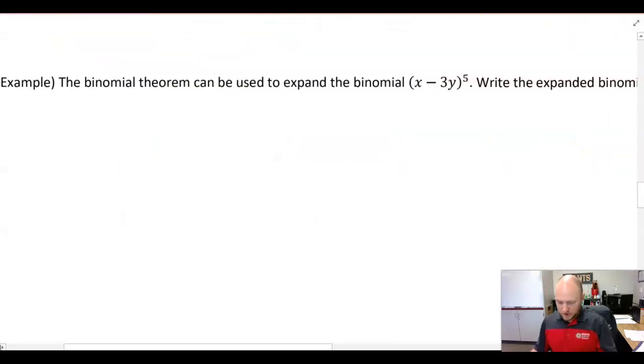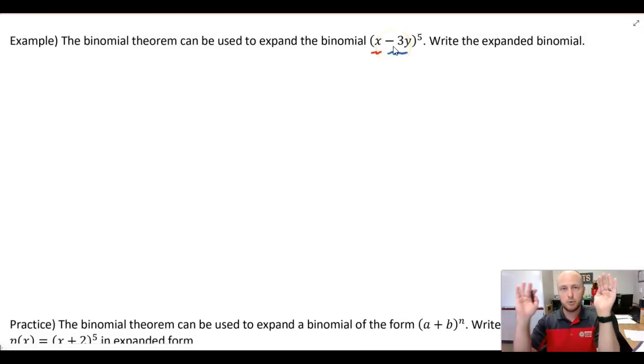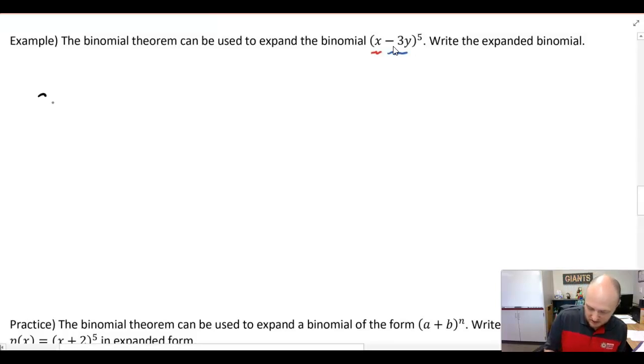All right, example 2. The binomial theorem can be used to expand x minus 3y to the 5th. Write the expanded binomial. It's important to note that my second term here is negative. So again, my first term is x, and now my second term is negative 3y. So whenever I increase the powers on my second term, you're going to see parentheses around that negative 3y. So let's go ahead and let's look at this example. X minus 3y to the power of 5.